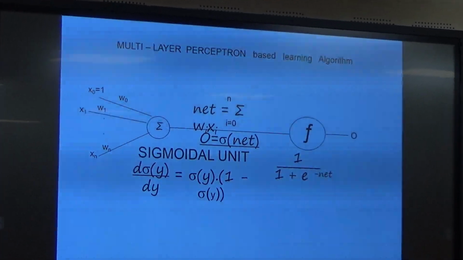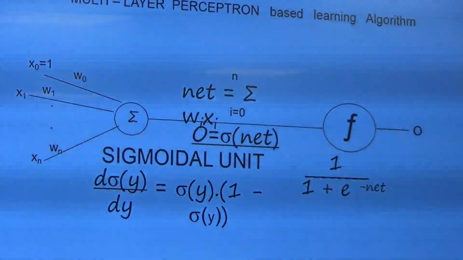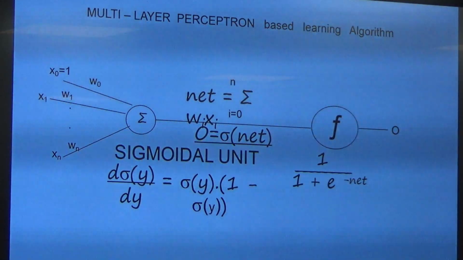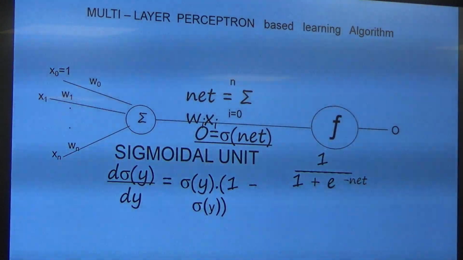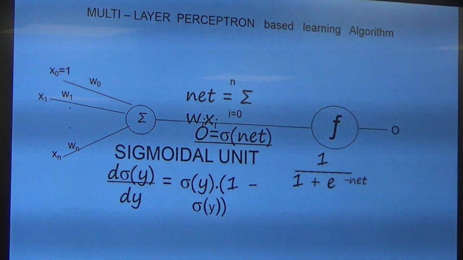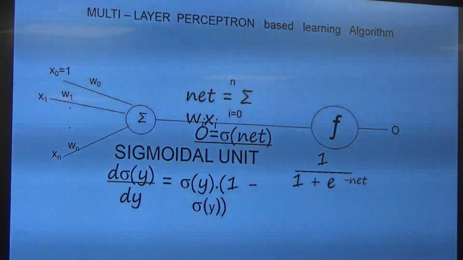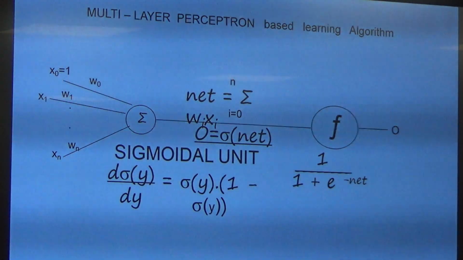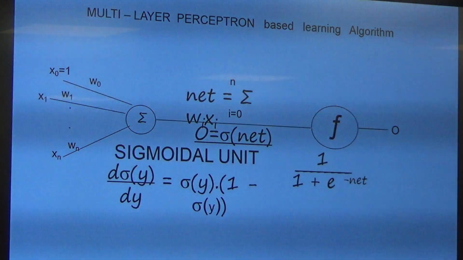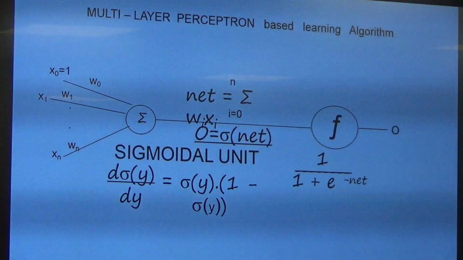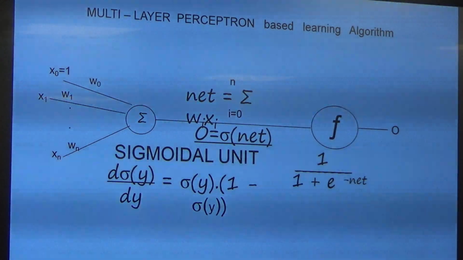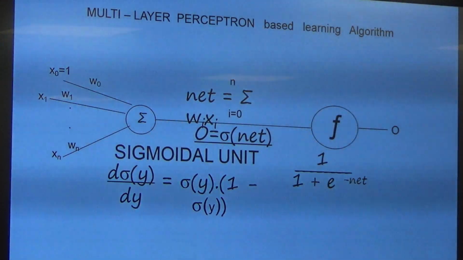Suppose the net is minus infinity, then this output will be 0. At exactly 0, the output is half. At plus infinity, the output is 1. So he called that sigmoid, sigmoidal neuron or sigmoidal unit. When you differentiate this sigmoidal unit, d by dy of sigma of y is sigma of y times 1 minus sigma of y. It's very easy to do this.